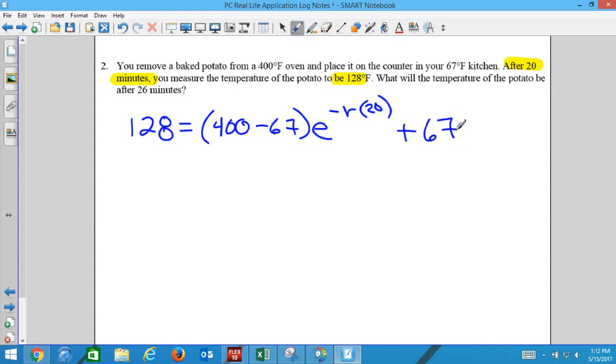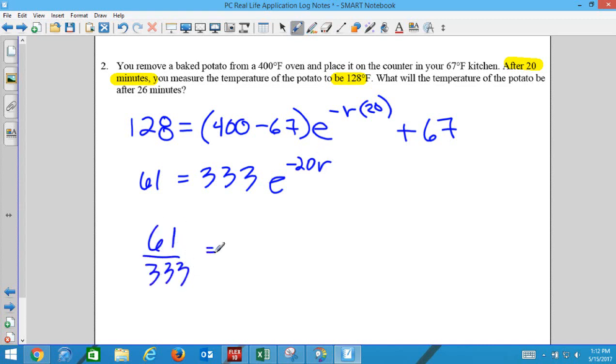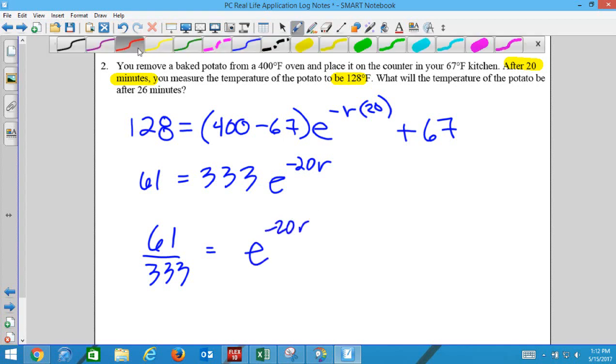So the first thing we're going to do is find the cooling rate. We're going to subtract 67 in the parentheses and on both sides. And then we're going to divide by 333. And then we have to get to the exponent. The only way to get rid of the exponent is getting rid of the e, which is ln. So we're going to ln both sides.